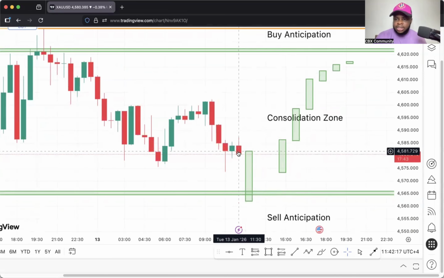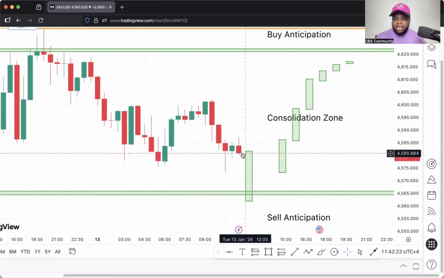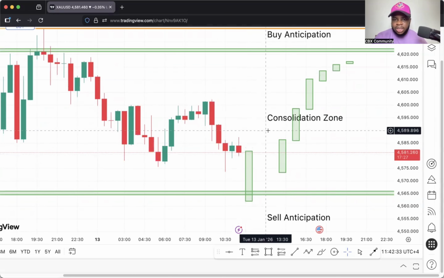Let's see how this candle will print, if this candle will continue to break the low, or if this candle just wants to create a wick over here, then for the body of the candle to continue to go up and close with a bullish candle. It's very important for us to know what we want and how we want it.